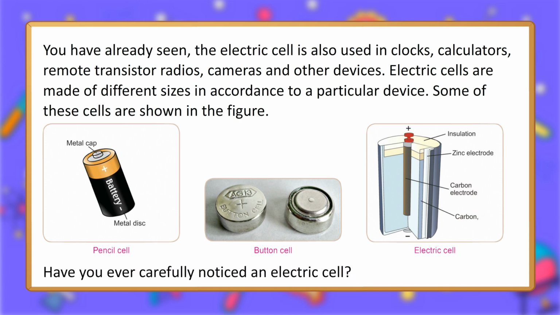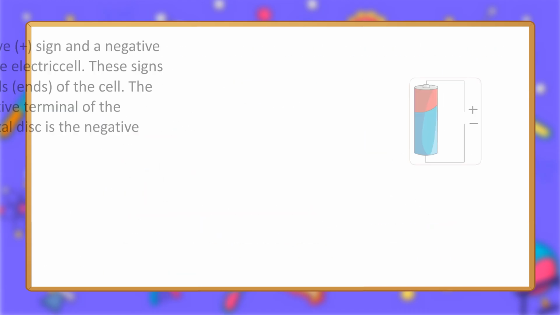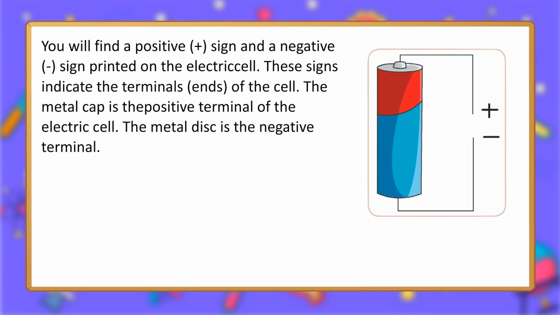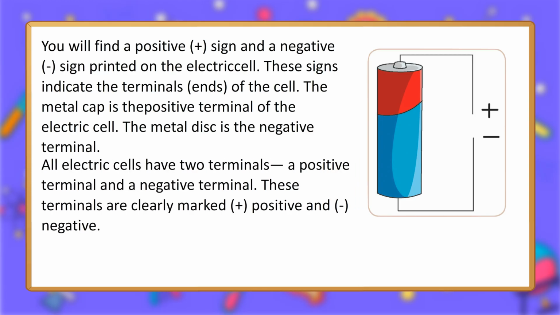Have you ever carefully noticed an electric cell? You will find a positive, plus, sign and a negative, minus, sign printed on the electric cell. These signs indicate the terminals, ends, of the cell. The metal cap is the positive terminal of the electric cell. The metal disc is the negative terminal. All electric cells have two terminals, a positive terminal and a negative terminal. These terminals are clearly marked, plus, positive and, minus, negative.